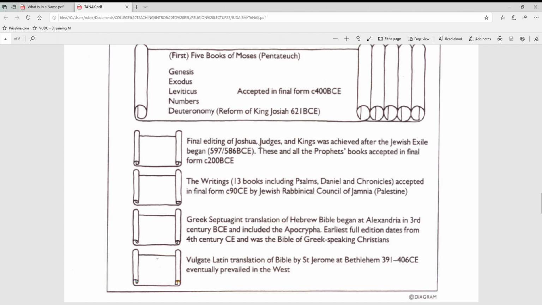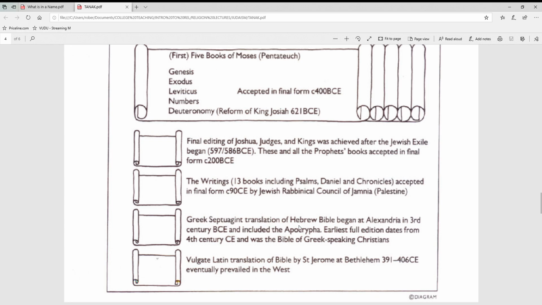And then Nevi'im is written around the Jewish exile by the Babylonians, and those are finalized around 200 BC. Ketuvim were written earlier, but they reached final form, with no further revisions or redactions, around 90 AD by a council of rabbis coming together in the city of Jamnia. They probably assembled the whole Tanak as we have it today, with 5 books of Torah, 8 books of prophets, Nevi'im, and 11 books of writings, Ketuvim.